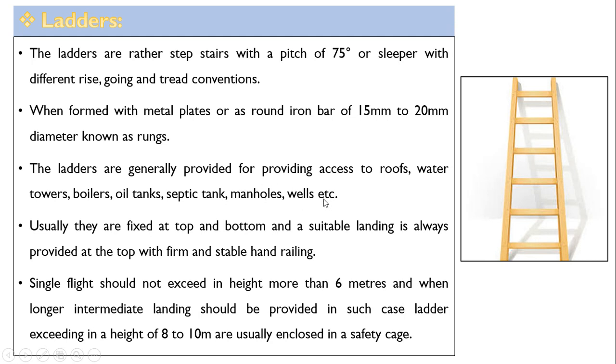Where are ladders used? Almost always to provide access to roofs, water towers, boilers, oil tanks, septic tanks, manholes, wells, etc. Usually they are fixed at top and bottom, and a suitable landing is always provided at the top with firm and stable hand railing. A single pipe should not exceed a height of more than 6 meter, and when longer, an intermediate landing should be provided. Ladders exceeding a height of 8 meter, 10 meter are usually enclosed in a safety cage. So this is called a ladder.